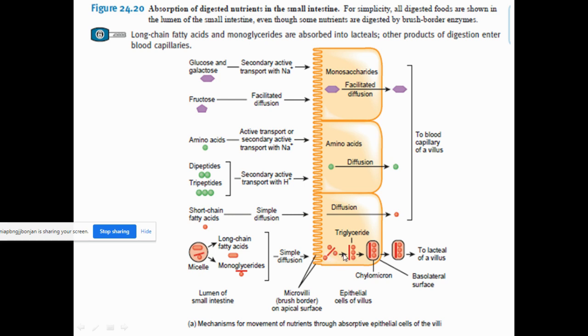Okay, so when they enter the absorptive cell, what happens? They again combine together to form a triglyceride. Now this triglyceride will combine with cholesterol, phospholipids, and will be coated with protein to form a chylomicron. So once they are inside the absorptive cells, the individual monoglyceride and the fatty acids combine to form a triglyceride. This triglyceride further combines with cholesterol, phospholipids, and proteins to form chylomicrons.